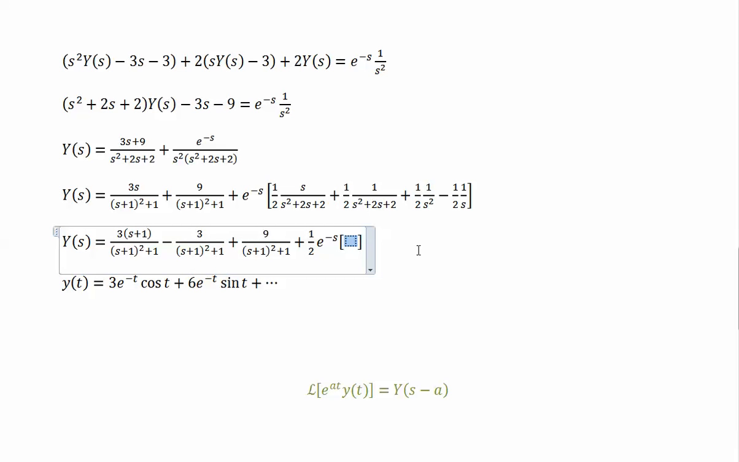So let's see. For that first one, it'll be s over, and we already know how this works because we did it, s plus 1 squared plus 1. The second one will be plus 1 over s plus 1 squared plus 1. And then I'll just rewrite the others: minus 1 over s squared, plus 1 over s squared, and then minus 1 over s.